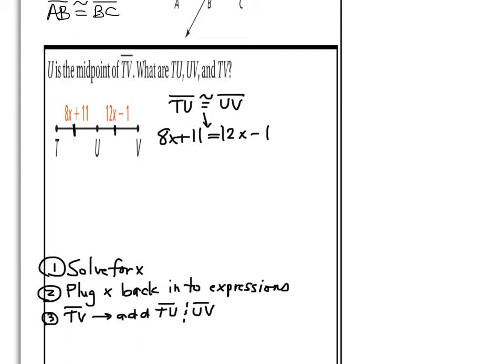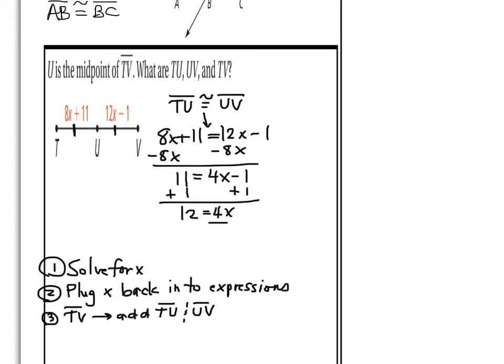So to solve for x, I'm going to subtract 8x from each side here. And I've got 11 equals 4x minus 1. I'm going to add 1 to each side, and I get 12 equals 4x. And I divide by 4, and x is going to equal 3. So I solved for x.